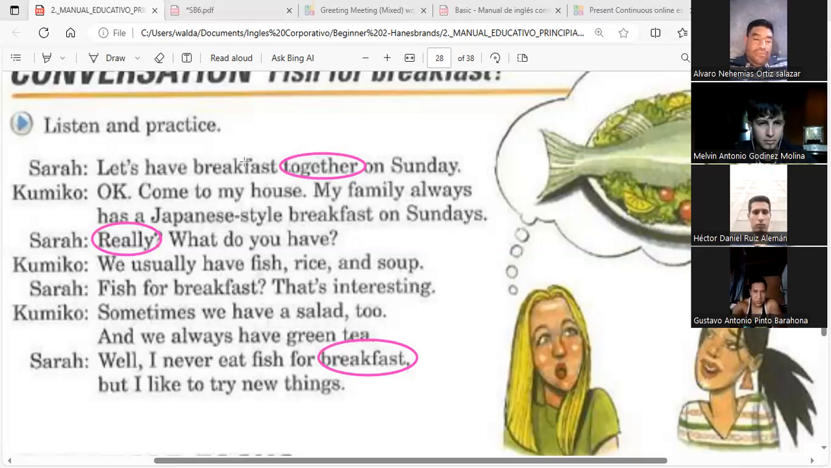Really. It's like saying, is it true? Is it correct? How do you say really in Spanish? En serio. Uh-huh. En serio, o de veras.